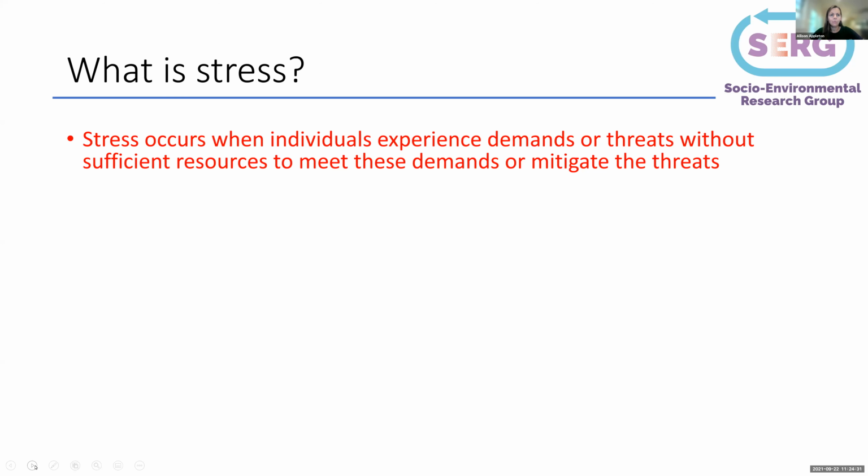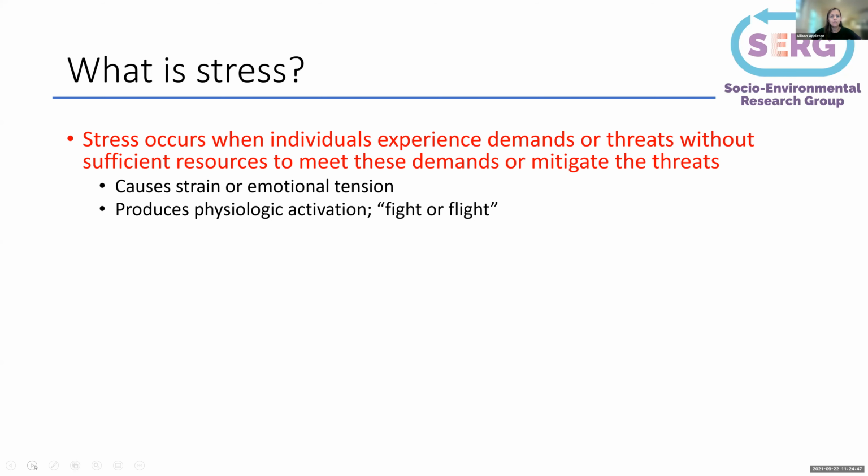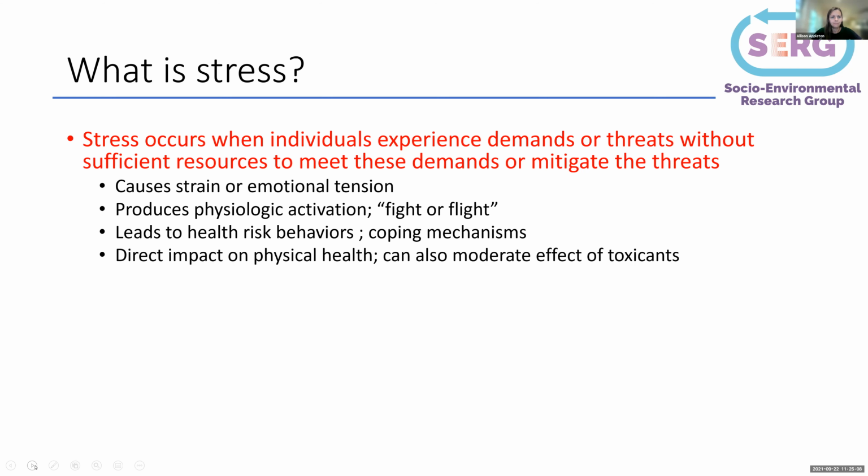So let's begin. What is stress? Well, stress occurs when individuals experience demands or threats without sufficient resources to meet these demands or to mitigate the threats. This in turn causes strain or emotional tension and results in a physiologic activation, colloquially known as our fight or flight response. This in turn leads to the uptake and utilization of health risk behaviors, things like smoking or drinking, dietary behaviors. These are often coping mechanisms to deal with the tension resulting from stress.